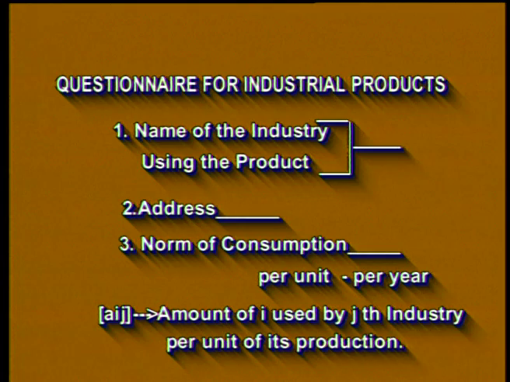The third question is the norm of consumption. That is in terms of the AIJ, as they call it. That is per unit per year. It is the amount of I that is used by the Jth industry per annum, and which is used in its process of production. That is called the AIJ, also called the technology coefficient, the norm of consumption.